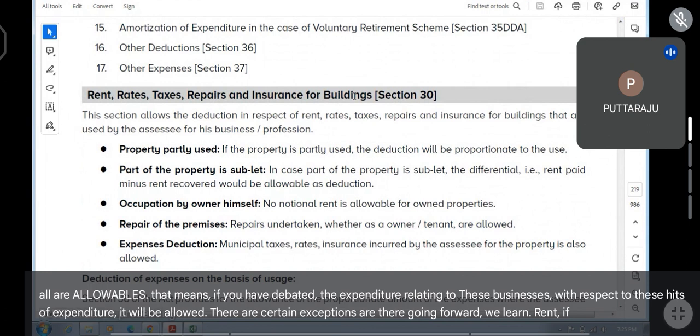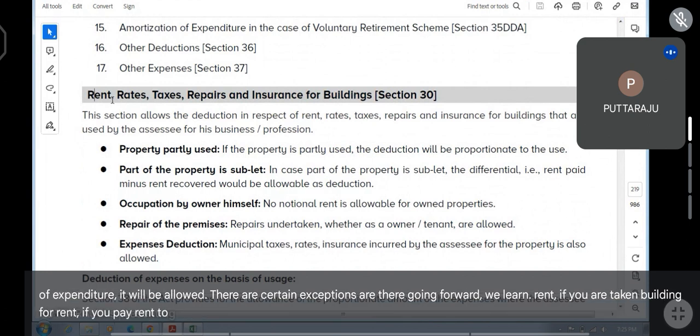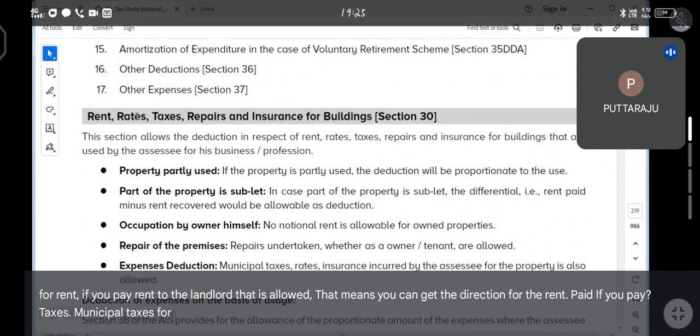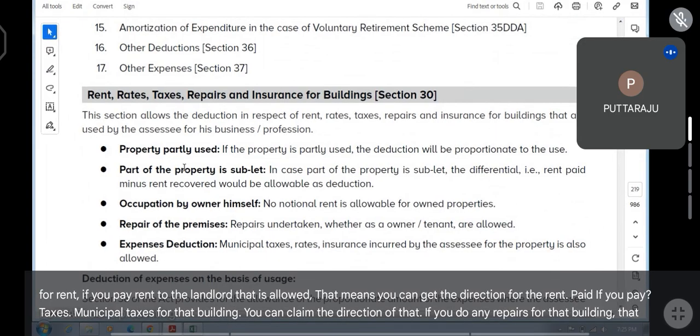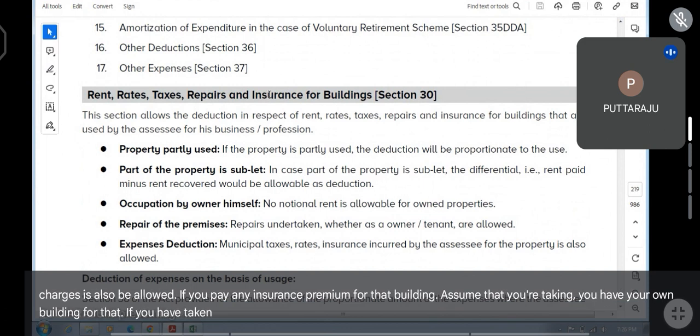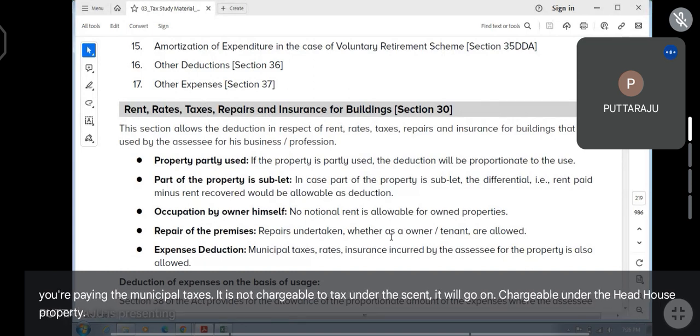Rent, if you have taken a building on rent and pay rent to the landlord, that is allowed. That means you can get the deduction for the rent paid. If you pay municipal taxes for that building, you can claim the deduction. If you do any repairs for that building, the repair charges are also allowed. If you pay any insurance premium for that building, assume that you have your own building, and you have taken insurance, you can claim the deduction. All these things they have explained.